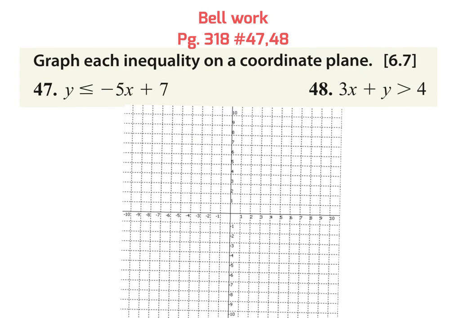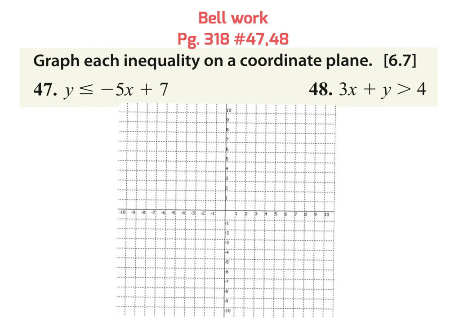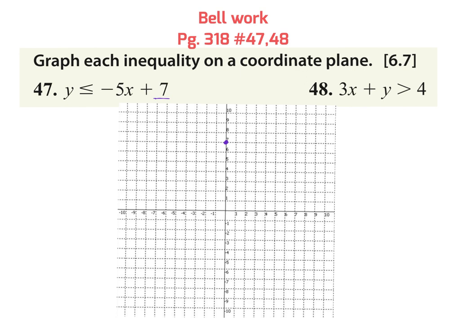So remember, when you're graphing an inequality, you're going to graph it exactly like you would a line. You're just going to decide what to do after that, because you do have to do some shading. So this first one is in slope-intercept form. So we're going to start at our y-intercept. That's positive 7 on the y-axis. Our slope was negative 5, so we go down 5 and over 1. So this was our second point.